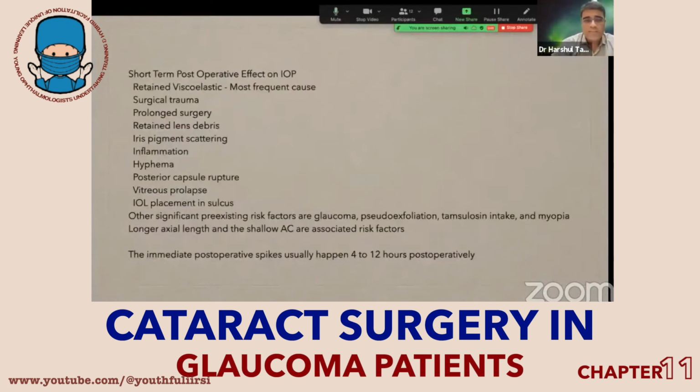So we should always be careful to keep the bottle height low and keep the pressures low in these patients. The short-term post-operative effect on IOP may be there because of retained viscoelastic, which is the most frequent cause. So we should always try to take out all the viscoelastic at the end of the cataract surgery. Then surgical trauma, prolonged surgery, retained lens debris, inflammation, hyphema, PCR, vitreous prolapse. These factors can also lead to a short-term post-operative effect on IOP. Immediate post-operative spikes usually happen 4 to 12 hours post-operatively.